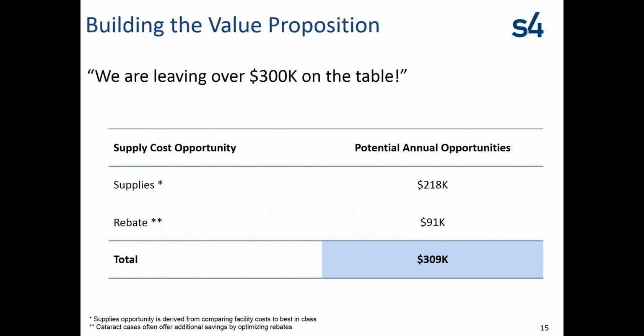And this is just a summary of our savings for the facility. By using best-in-class analytics, we're able to determine that there was about a $200,000 savings on supplies. Also, in almost every case, in cataract cases anyway, there's an opportunity to optimize a rebate. So the combination of various supplies that are purchased can result in optimizing the rebate to the facility or not optimizing it. In this case, we also recommended some market share conversion from one supplier to another to optimize the rebate. So the total savings for the facility became $300,000, which really got the physician's attention. Next slide, please.